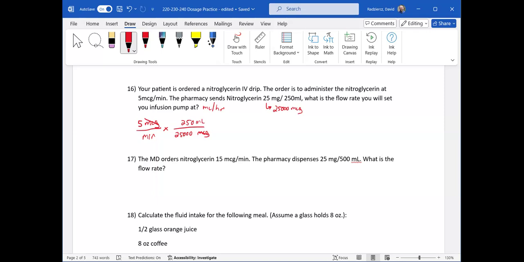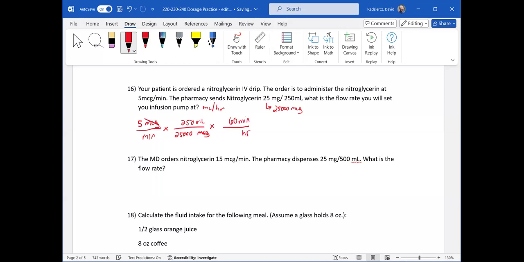Now, if I leave this as it is, I will get milliliters per minute, and you'll get some tiny number that will sometimes be incorrectly labeled on the key. At least that's how it is on the Allegheny campus. It's 240 test. So you have to convert minutes to hours.